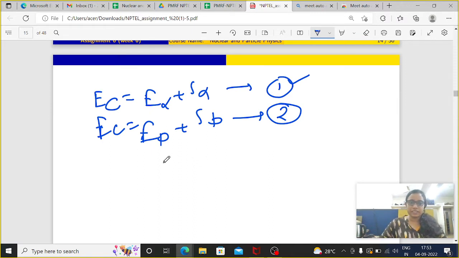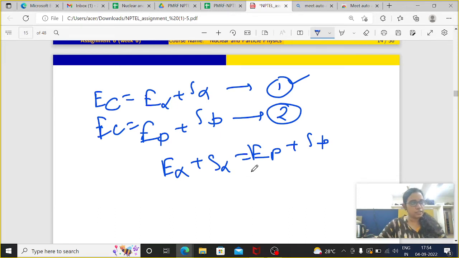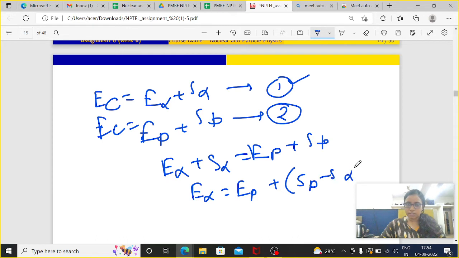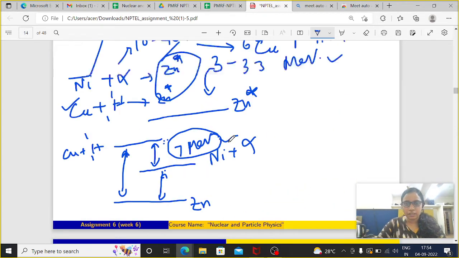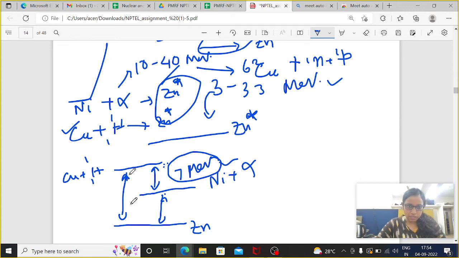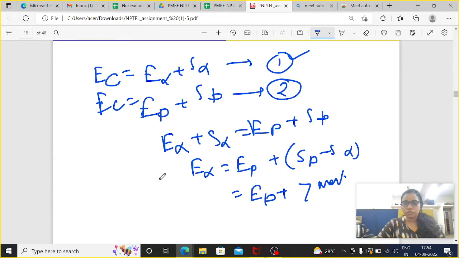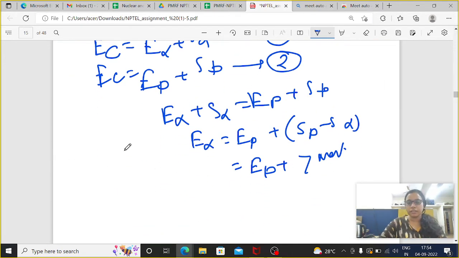Now EC is the same. So that means E alpha plus S alpha equals EP plus SP. Now from here we can write the expression of E alpha as EP plus SP minus S alpha. Now as I already saw in that diagram, that is EP plus 7 MeV. Why 7 MeV? Because SP minus S alpha is nothing but this one. SP means this one, and S alpha means this one. So that means that the difference is 7 MeV. So we have written: E alpha equals EP plus 7 MeV.